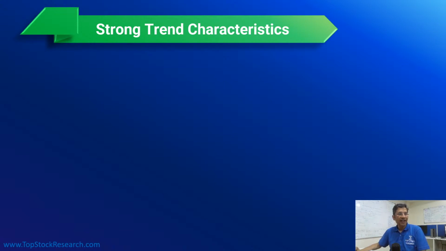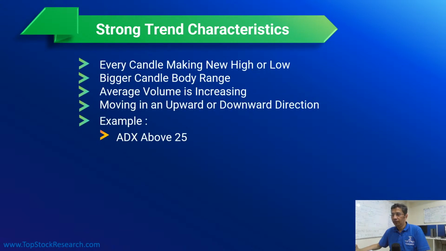So what are the typical characteristics of a strong trend? First and foremost, every candle in the price action is making either new highs or new lows. The bigger the candle or the body range, the better the trend. Average volume is increasing while moving in either an upward or downward direction. If it is upward, it is an uptrend or bullish. If it is downward, it is bearish.